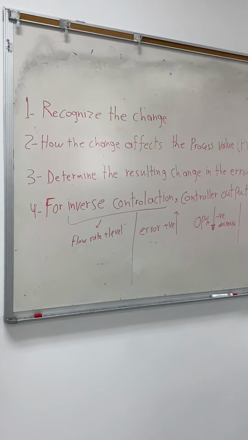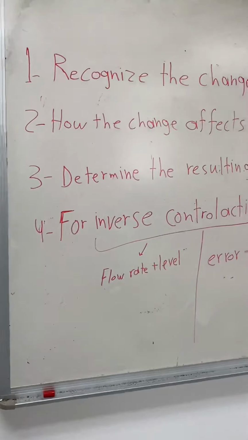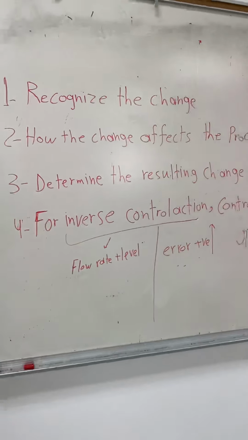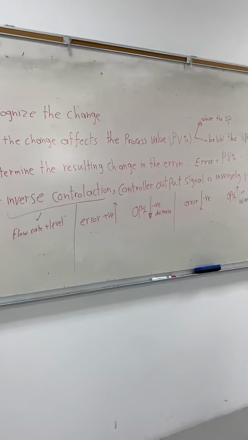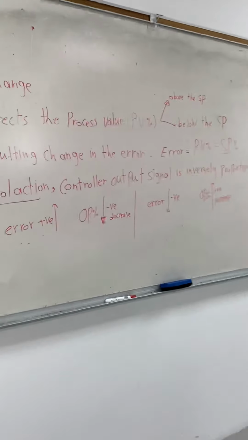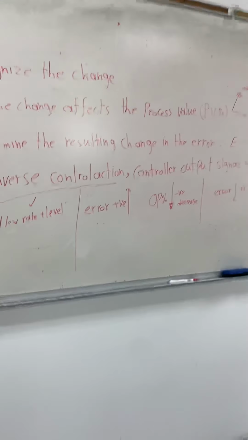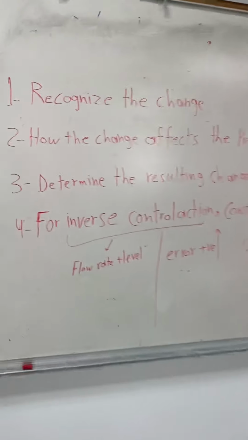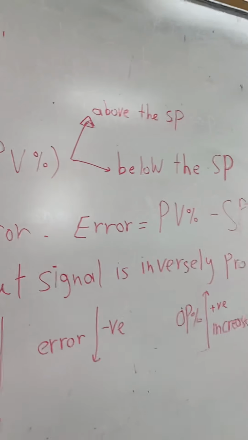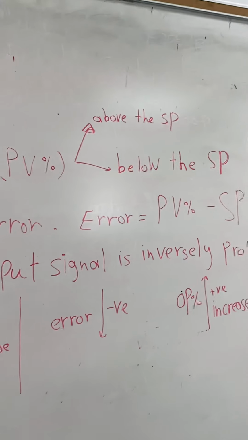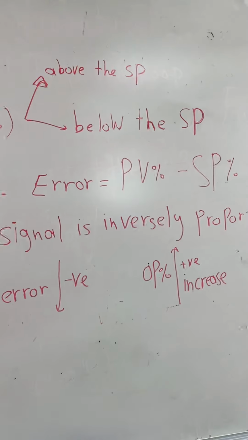Okay? The second step, guys, is that once we recognize the change and we understand this particular change or disturbance that has been introduced to the system, we would like to determine how this change will affect the process value. Because as we said before, guys, during steady state normal operation, the process value is equal to the set point. And once the change has been introduced to the system, then the process value will deviate from the set point. It will either go above the set point or below the set point.